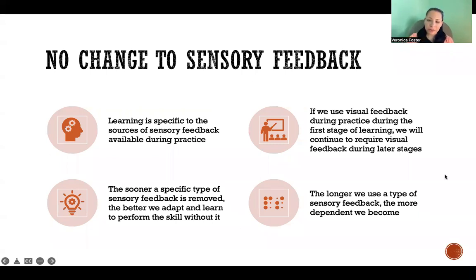One area where there is not change through the stages of learning is related to sensory feedback. So learning is specific to the sources of sensory feedback available during practice. So if in the early stages of learning, we are getting visual feedback or auditory feedback or any kind of specific sensory feedback to steer us in the right direction as we are learning that skill, we become dependent on that feedback. So as long as we are receiving visual feedback during practice, during the first stage of learning, we are going to continue to require that visual feedback during later stages of learning.